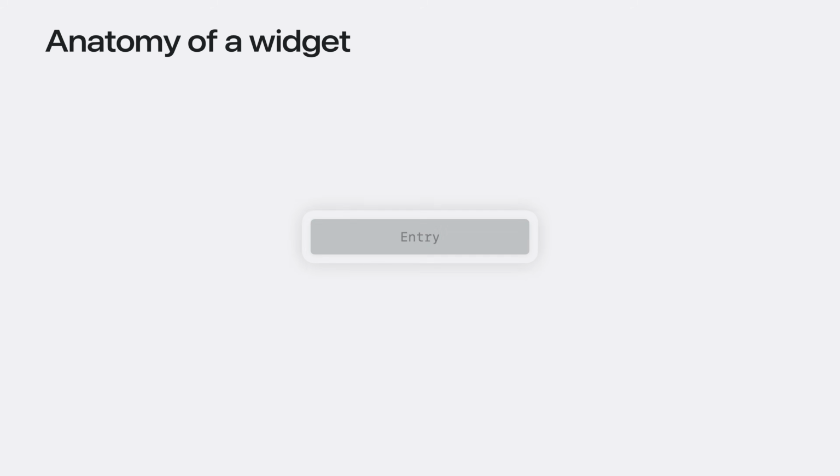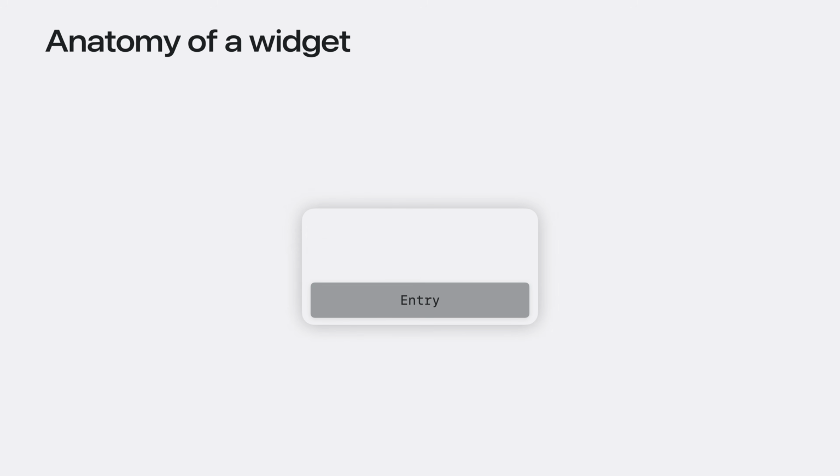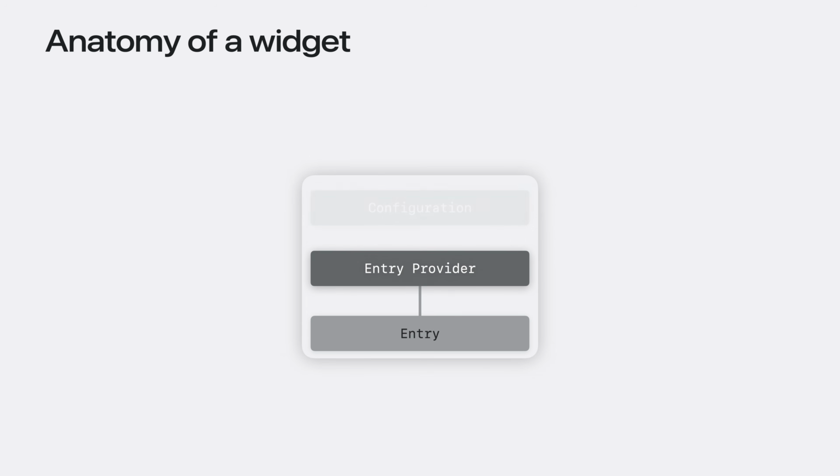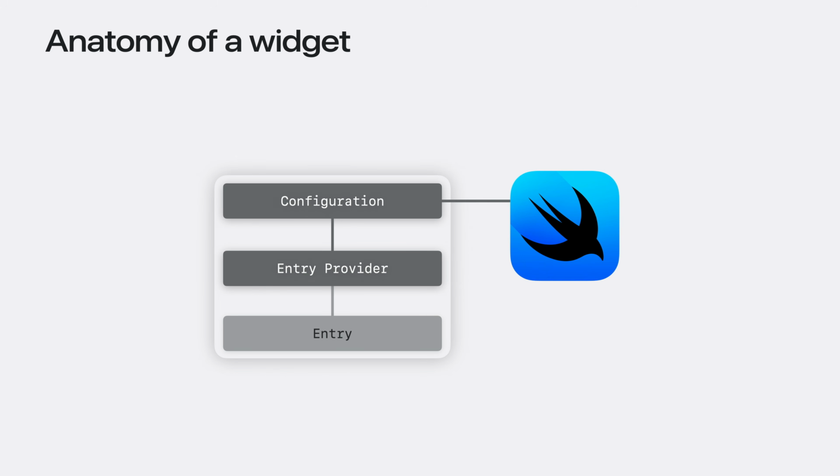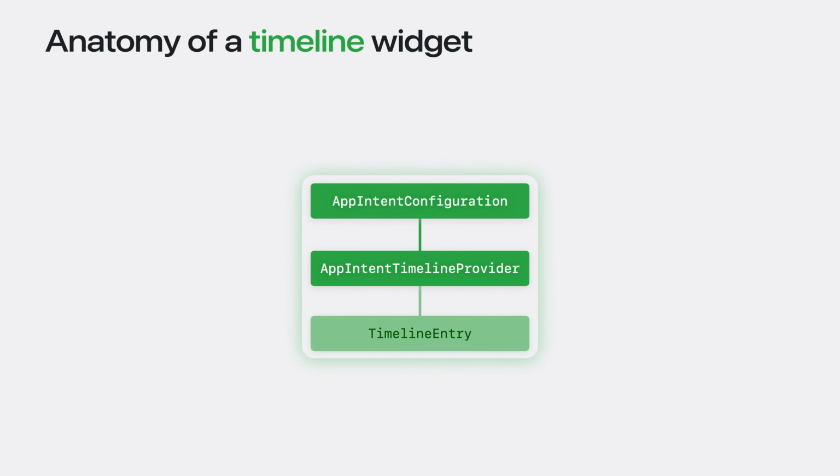To start, let's quickly recap the anatomy of a widget. The fundamental building block of a widget is an entry. The entry contains all the data you need to render the widget's view. Entries are created by the entry provider, which also advises WidgetKit when to update a widget's display. The configuration creates the entry provider and uses the entry and other information to produce a SwiftUI view. When creating a timeline-based widget, these types are called timeline entry, app intent timeline provider, and app intent configuration.